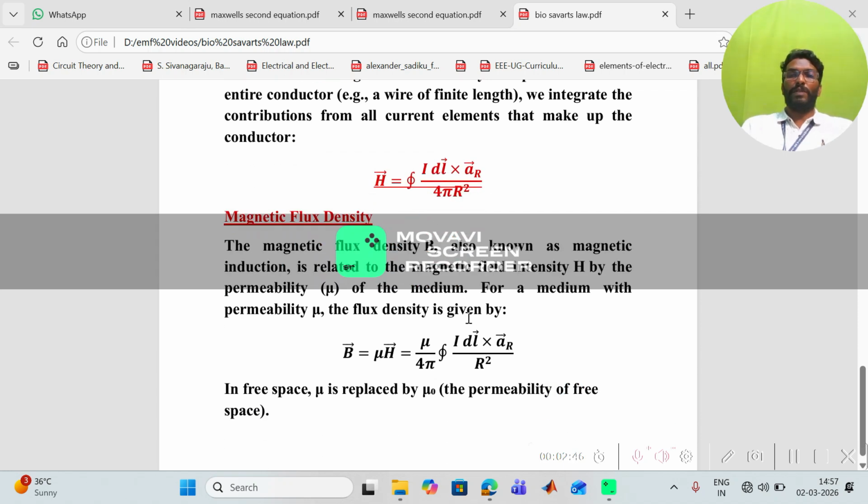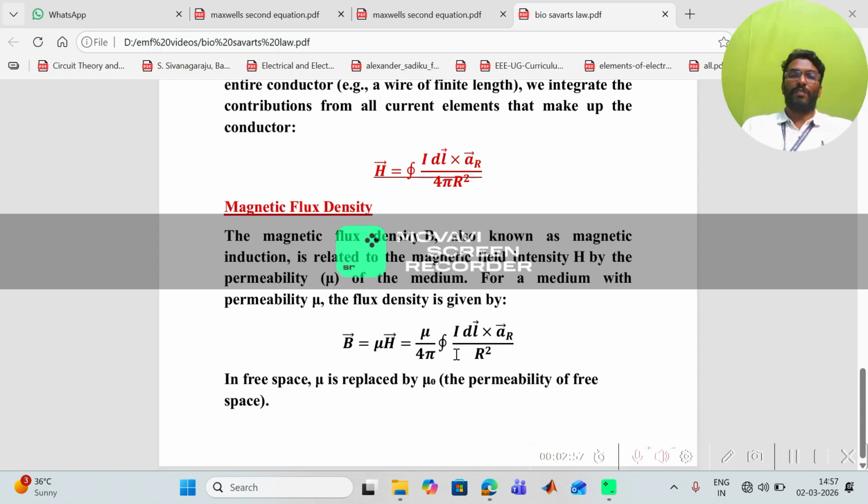So, from the relation between B and H, if you want to find out magnetic flux density, we can say it is related as B is equal to mu H. Therefore, the expression becomes mu by 4 pi times the integral of Idl cross aR bar by R square. In free space, we can say mu can be replaced by mu naught, and the value of mu naught is 4 pi into 10 power minus 7.